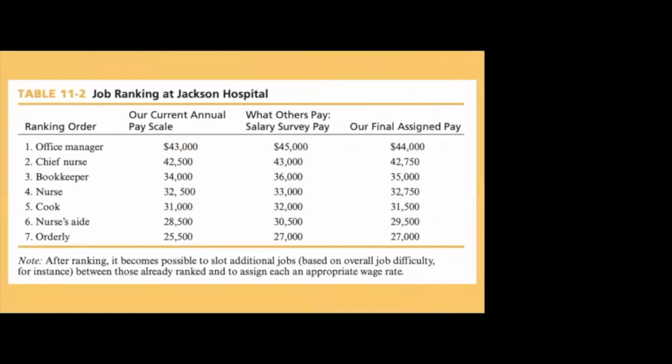So this is an example of a job evaluation method, the ranking method at Jackson Hospital. We can see that there's a ranking order: the office manager, chief nurse, bookkeeper, nurse, cook, and so on. And we can see their current annual pay scale, their salary survey pay, and their final assigned pay. They have a note there saying that after ranking, it becomes possible to slot additional jobs based on overall difficulty, for instance, between those already ranked, and to assign each an appropriate wage rate.